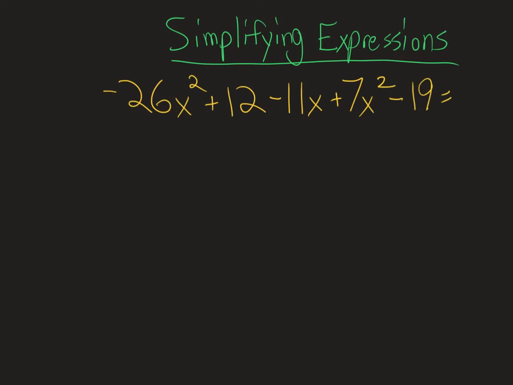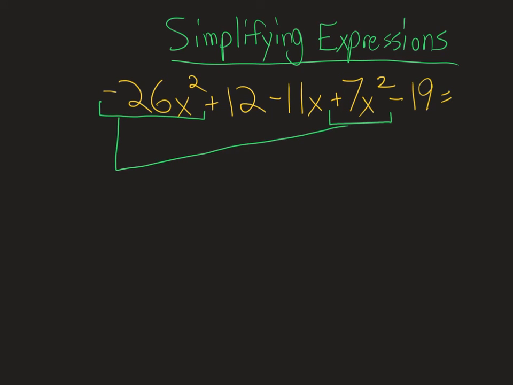All right, simplifying. Last one. I'm just looking for any like terms. So right here, I've got x squareds. I can only put them with other x squareds. If I were to try combining with those, that wouldn't work because x's and x squareds are not like. Okay, so watch that. It's got to be exact. X squareds only go with other x squareds. So I'm going to put those guys together.